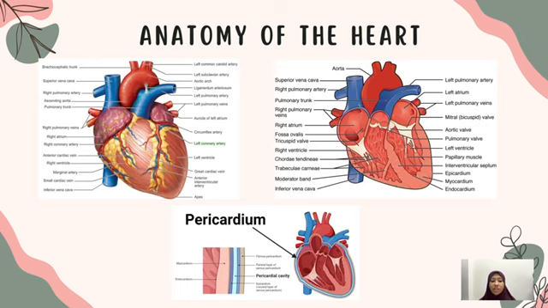Next, the heart also has the myocardium, which is the thick muscular middle layer responsible for contraction. And last but not least, the endocardium is the smooth inner lining that allows blood to flow easily through the chambers.